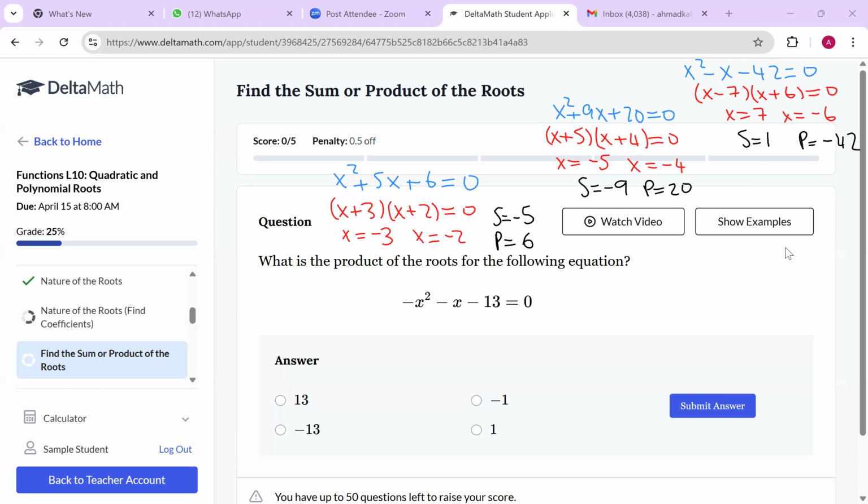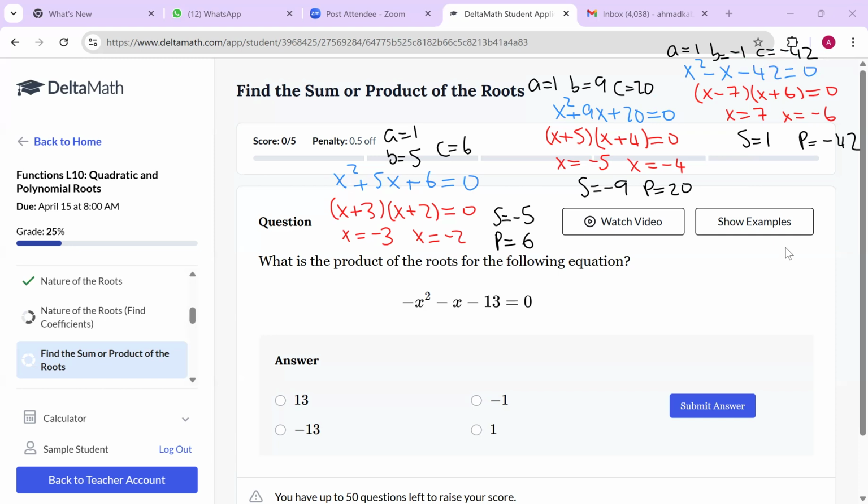Now, for each of these cases as well, let's just find the values of A and B and C. So here, A is 1, B is 5, and C is 6. Here, A is 1, B is 9, C is 20. Here, excuse me, A is 1, B is -1, and C is -42.